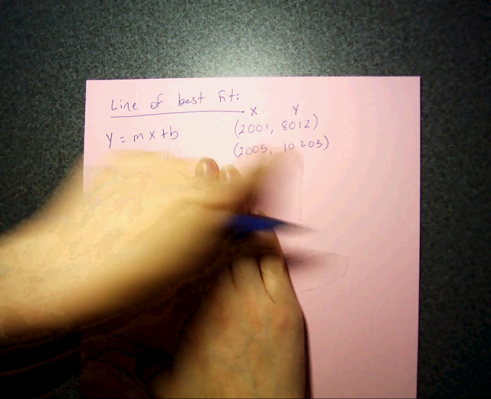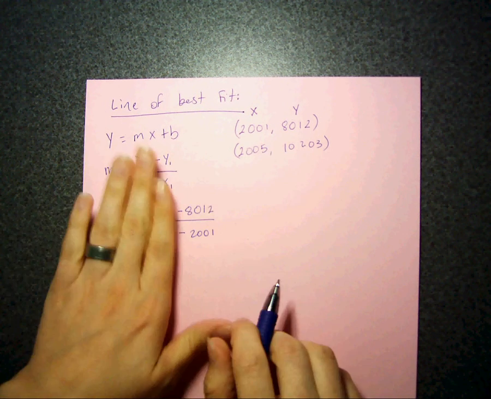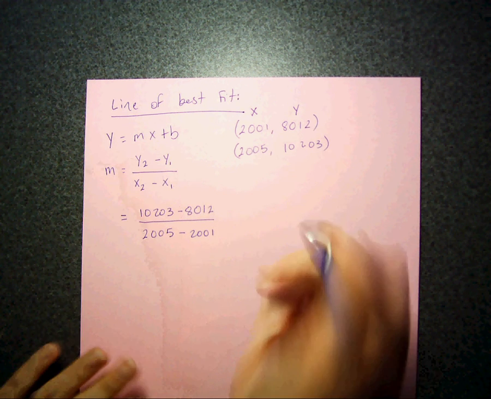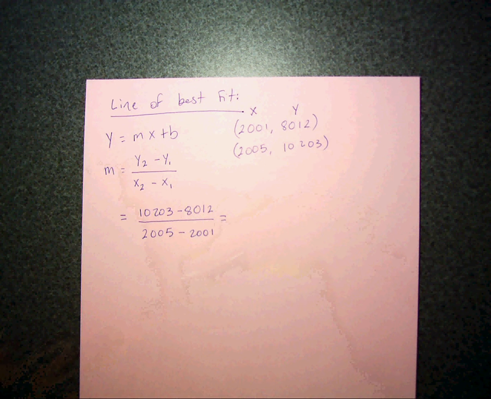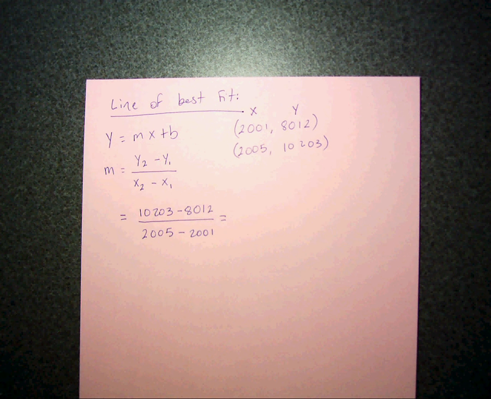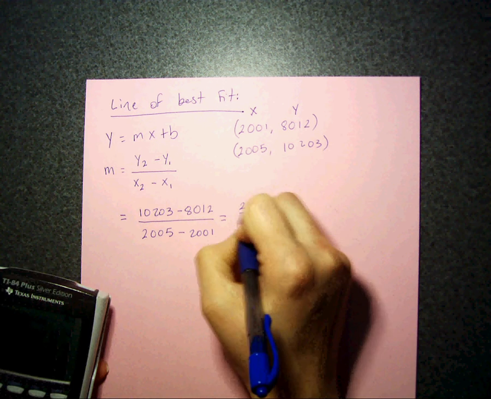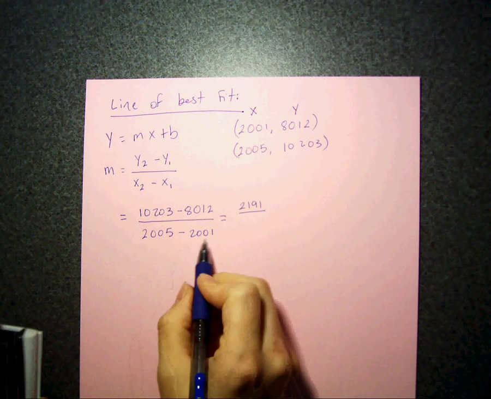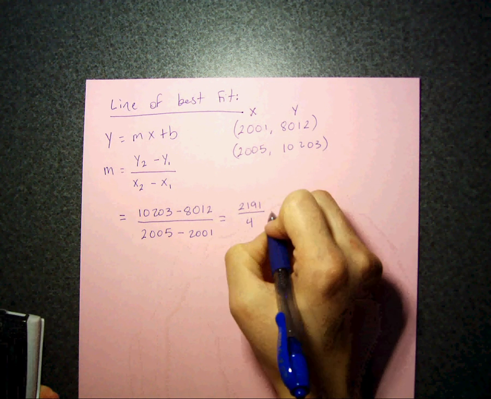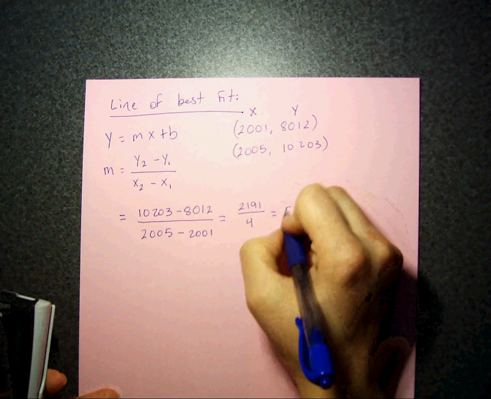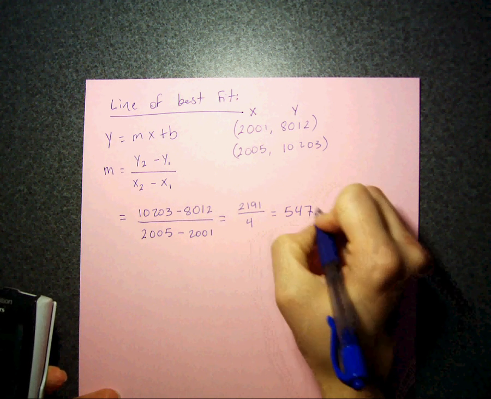And you can use your calculator for this. So I have 10,203 minus 8,012. Got me 2,191 divided by 2005 minus 2001 is 4. And what does that get me? Divide that by 4. 547.75. So there's my slope. This is m. And now I need to find b.